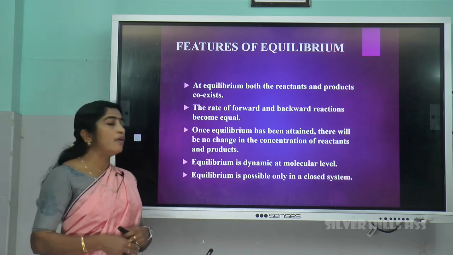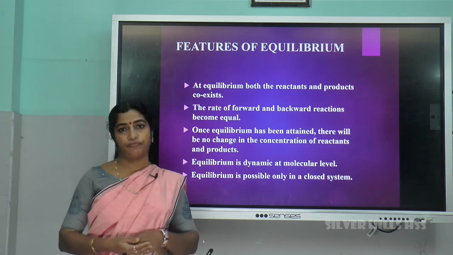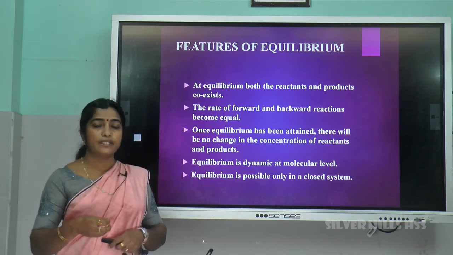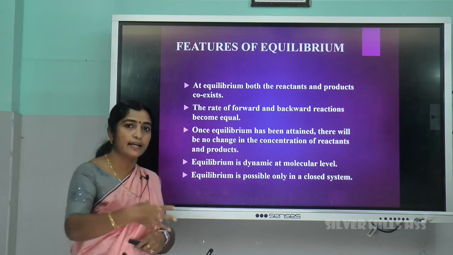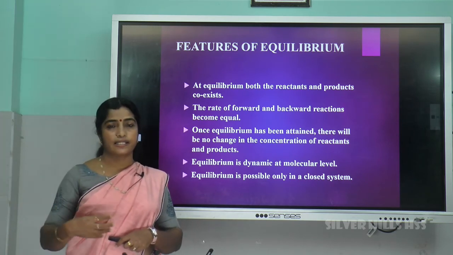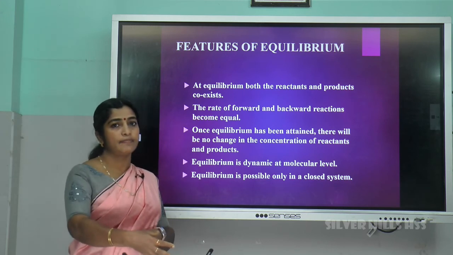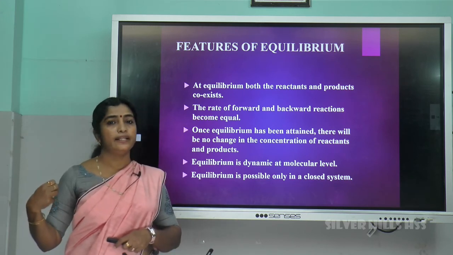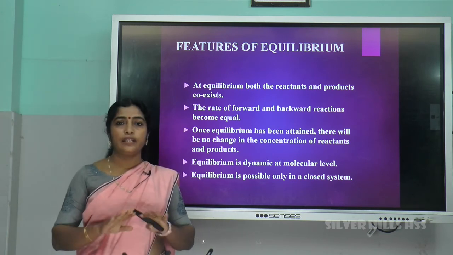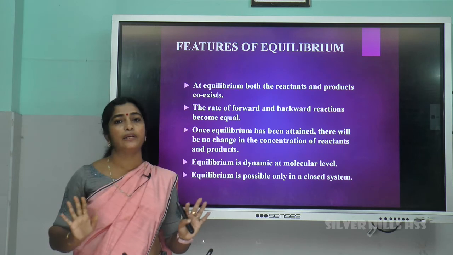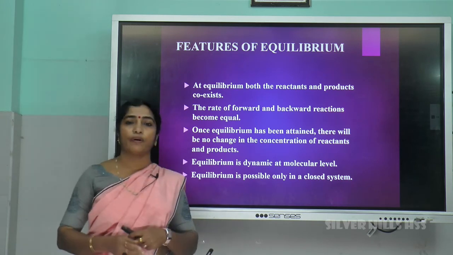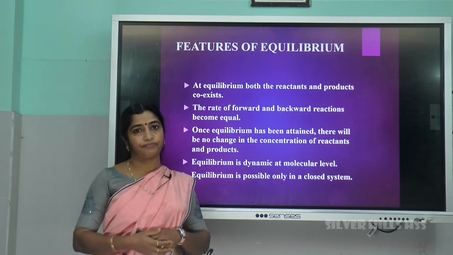Equilibrium is possible only in a closed system. What is meant by a closed system? It is one in which nothing new is added and nothing is taken away. In a system, we are not adding anything to the system or removing anything from that system. That is called a closed system. So, an equilibrium will continue only in a closed system. So, these are the special features of a chemical equilibrium.